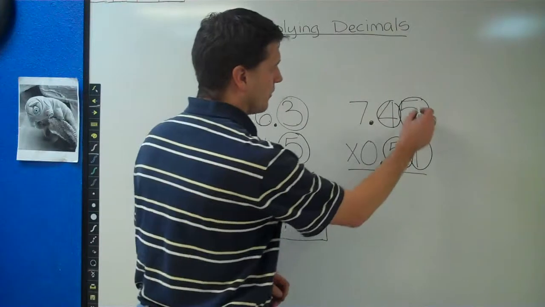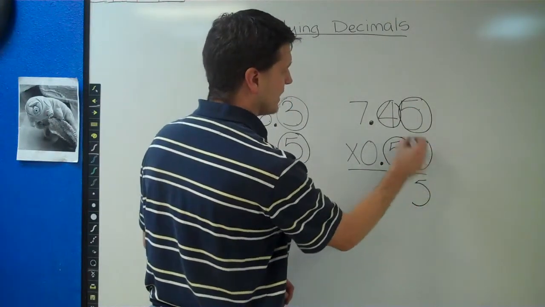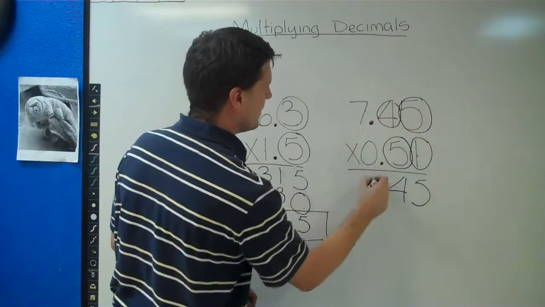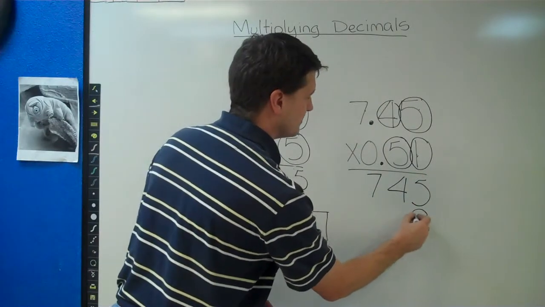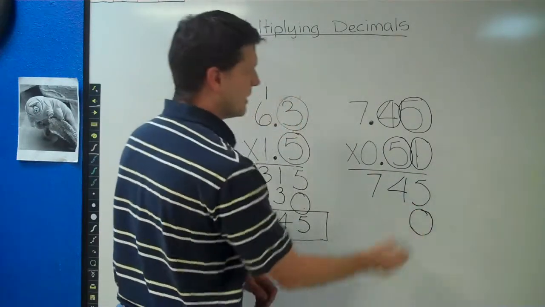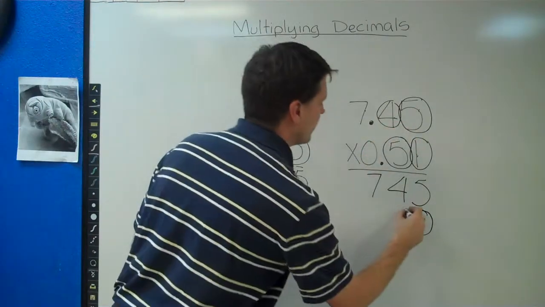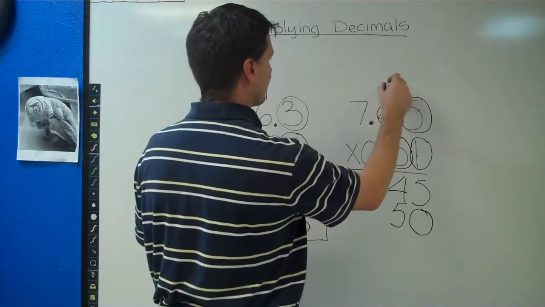Okay? Now, 5 times 1 is 5. And then you have 1 times 4 is 4. And 1 times 7 is 7. Now, we're going to put a 0 here for a placeholder. We're going to multiply 5 times 5, and that's 25. So we're going to put our 5 down here, and we're going to carry that 2 up at the top.